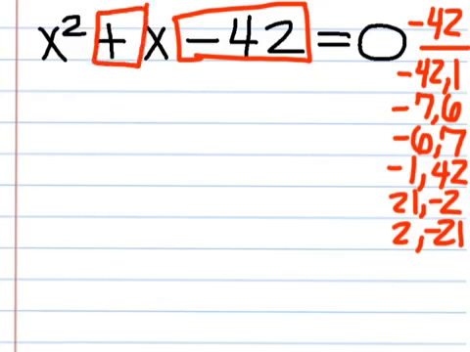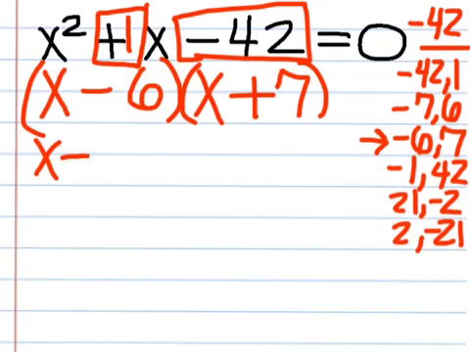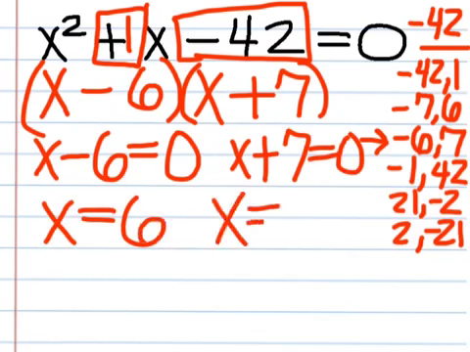Alright, now we need to find what two factors we can add that'll give us a positive 1. Negative 6 and positive 7. Okay, if we put negative 6, positive 7, we set those equal to 0. When we solve for x, we should get x equals 6 and x equals negative 7.